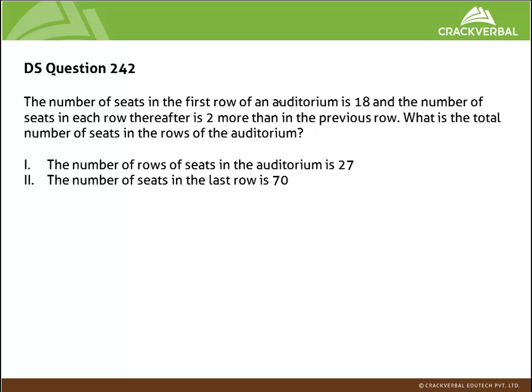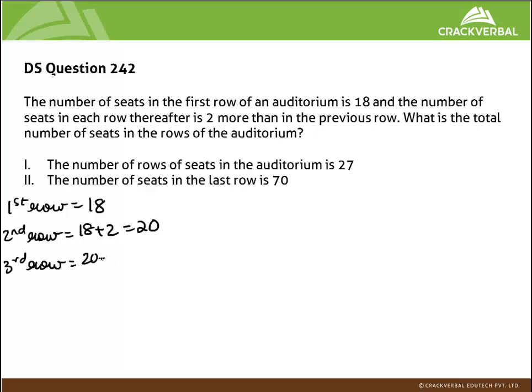Now, since we are dealing with a word problem, let us first break down the question stem. In the first row, we have a total of 18 seats. In the second row, we're going to have 2 more seats than in the first row, so 18 plus 2 gives us 20. In the third row, we're going to have 2 more seats than in the second row, so 20 plus 2 gives us 22.